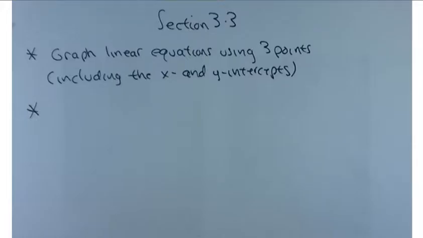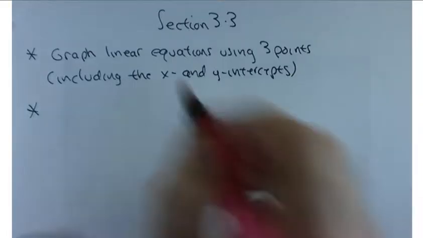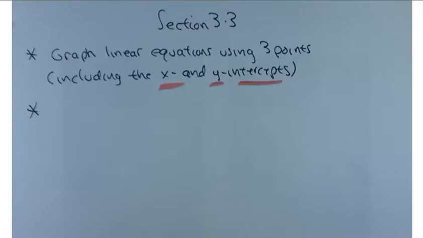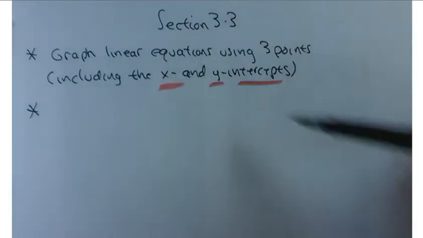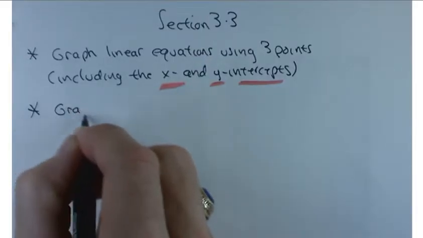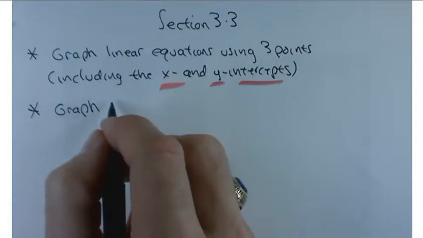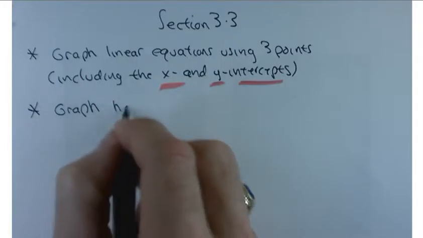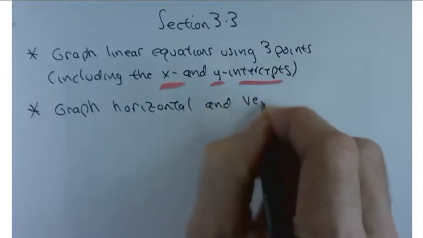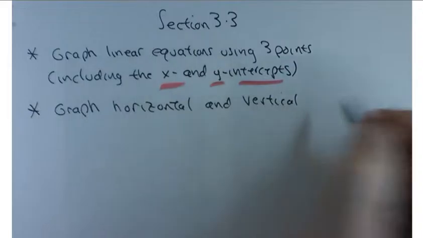So our goal in section 3.3 is to graph linear equations. We're going to graph them using 3 points, and 2 of the points are going to be pretty specific. I want you to include the x and y-intercepts as part of your graph. So one of the things you should pick up on is what those are and how to find those points. At the end of this section, we're going to work on graphing horizontal and vertical lines. You should know what those equations are and what they look like.